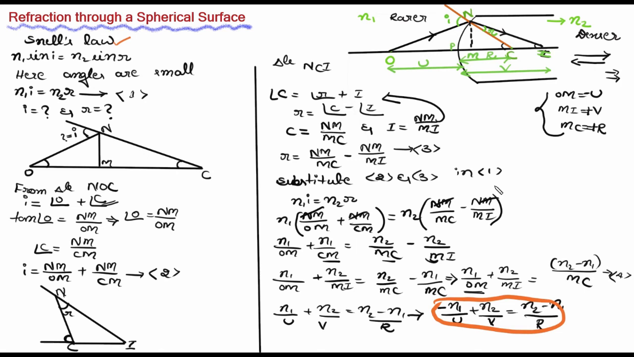Next step is substituting the values of i and r in equation number 1, and the rest is solving it. Alright, so once you solve everything, what should be done? You have to apply the sign convention and you will get this equation, that is n1 by u plus n2 by v equals n2 minus n1 by R.